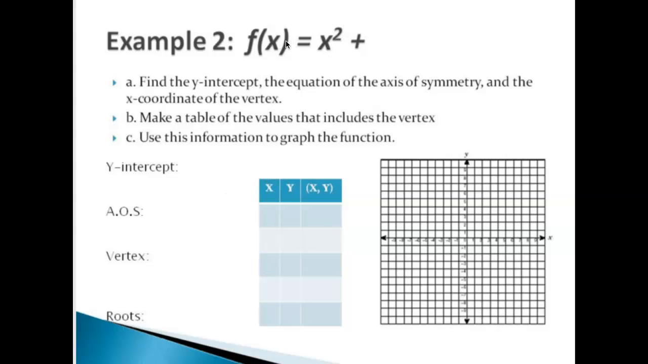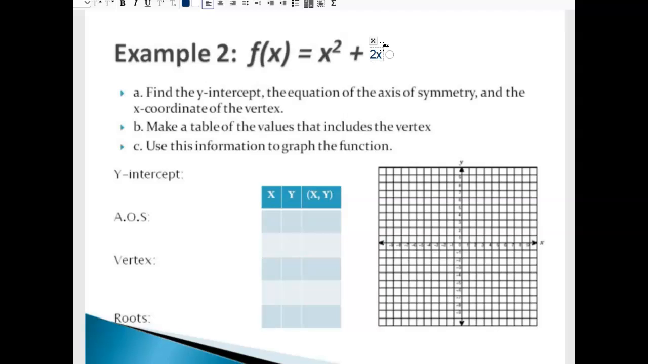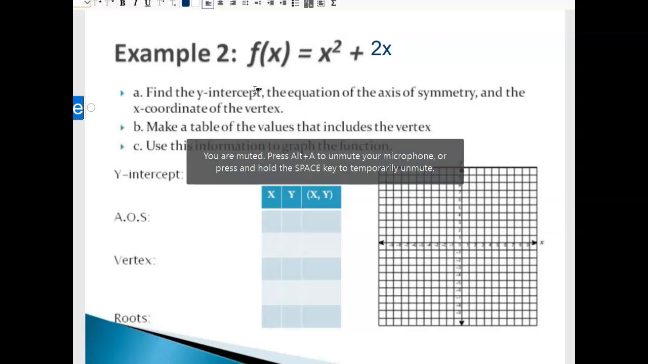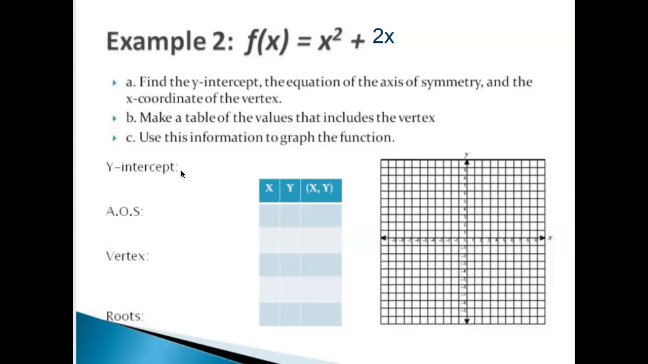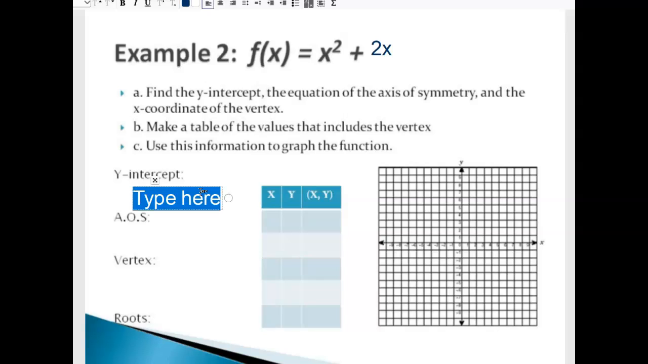All right, so for example 2, we have f of x equals x squared plus 2x. Okay, so just like before, we are going to find our key pieces of information. So the y-intercept is (0, c). So in this case, our y-intercept is (0, 0). Because there is no c value, my a value is 1.